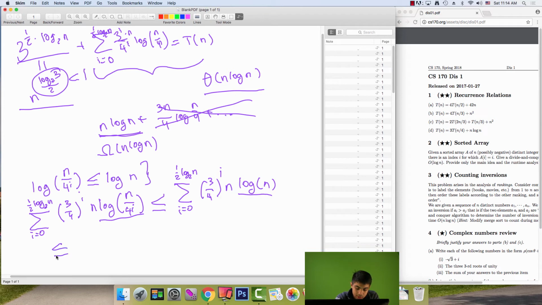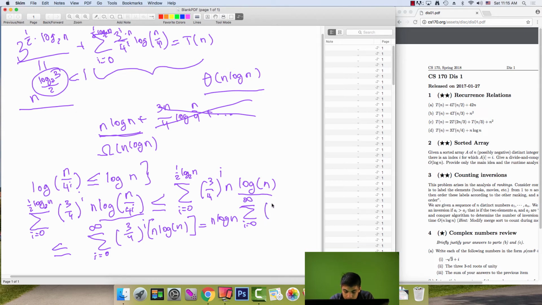And correspondingly, this term is also going to be less than the infinite sum of 3/4 to the I times n log n. And so since the summation is over I, and n log n has no dependence on I, we can simply factor it out, giving us n log n times the sum from I equals 0 to infinity of 3/4 to the I.